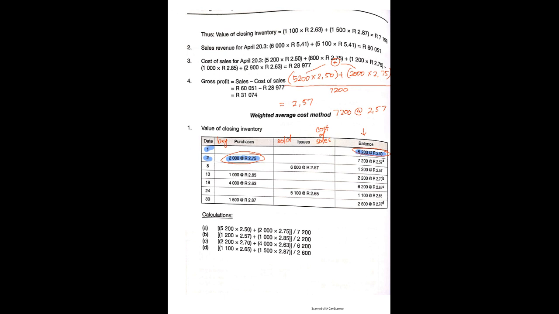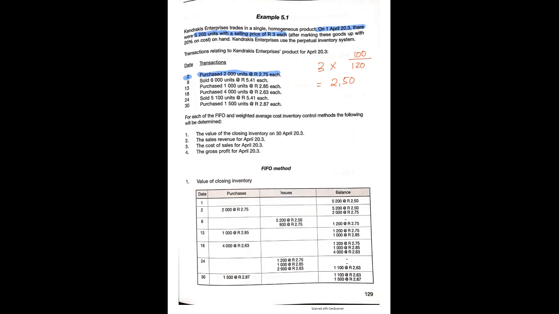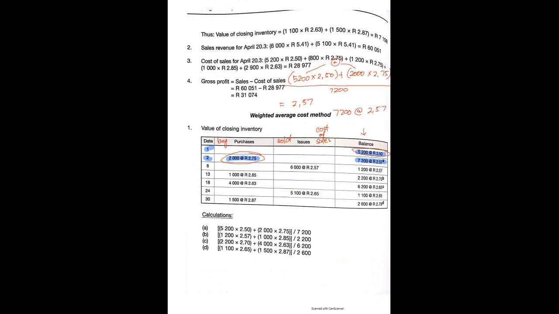So for instance, the next one says that on the 8th, we sold 6,000 units. They said this was sold at 5 Rand 41, but we're not concerned with selling prices for these tables. We are recording them at their cost. So 6,000 units are sold. That's in the issues column that's going to go in. On the 8th, you will show that 6,000 units were sold at that newly calculated weighted price of 2 Rand 57, that same price we had calculated.